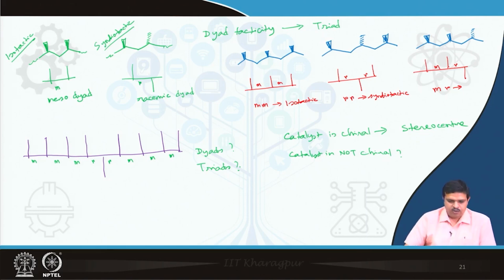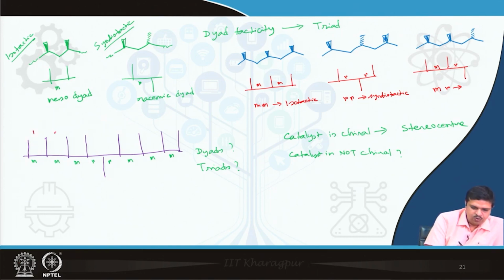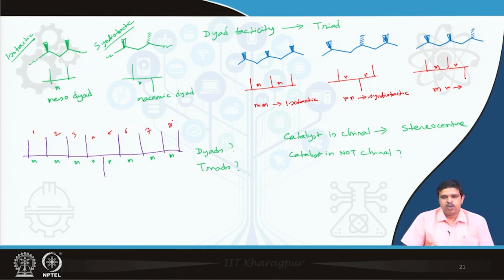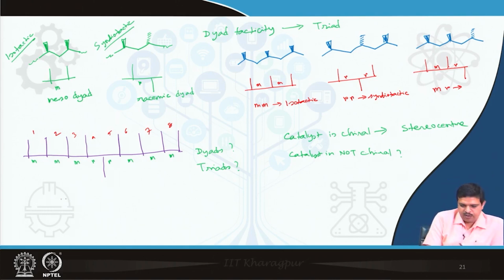Let us do it. First, we have actually done the main part. Now, first see the diads. So, 1, 2, 3, 4, 5, 6, 7, 8. Okay, so 8 diads. Is it clear? So, I am getting 8 diads. The total number of diads is 8.